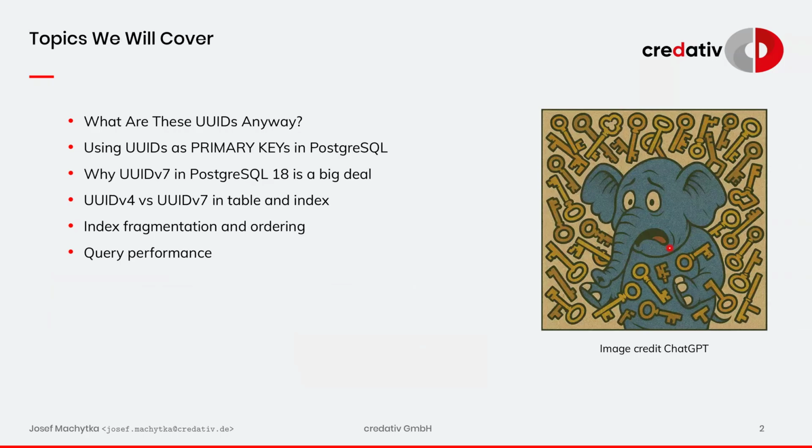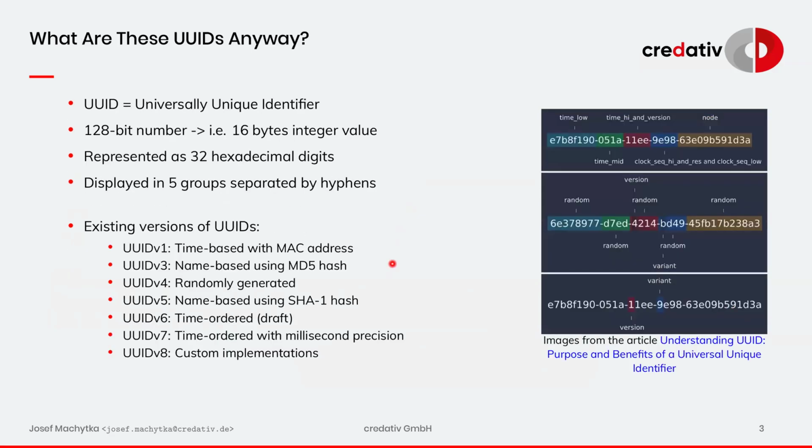So, what will this talk be about? I will explain what UUIDs are, what the issues are with using UUIDs as primary keys in Postgres, and why version 7 is actually a big deal. I will also show differences between using UUID version 4 and UUID version 7. So what are these UUIDs, or universally unique identifiers?